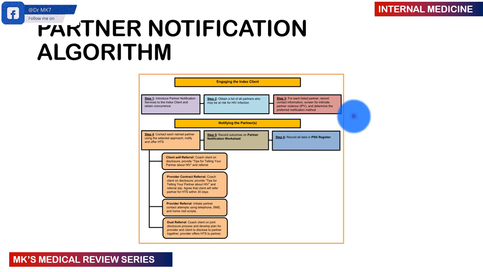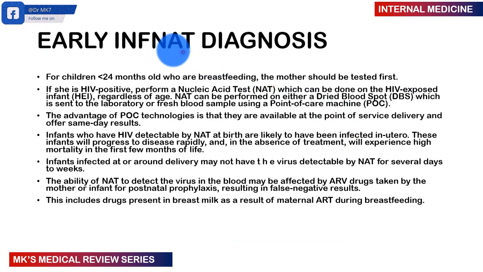Now, when it comes to early diagnosis in infants, like I said, children that are less than 24 months, those that are breastfeeding, should be tested. The mother should be tested first. Then, of course, if the mother is positive, then you should perform a nucleic acid test, which can be done on the HIV positive infant. Now, we do this regardless of the age.